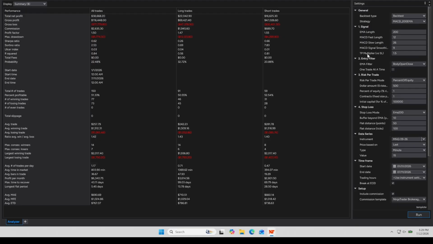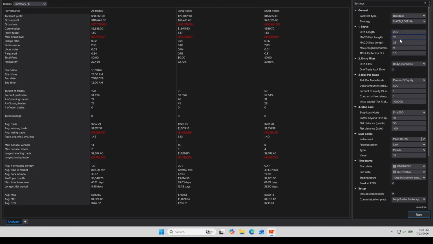For the inputs, same thing I did with the TradingView one. So here's the EMA. You can change the EMA to whatever you want, whatever fits you best. If you want something faster, I would recommend lowering it maybe to like 50 or 25, if you want something faster in and out.